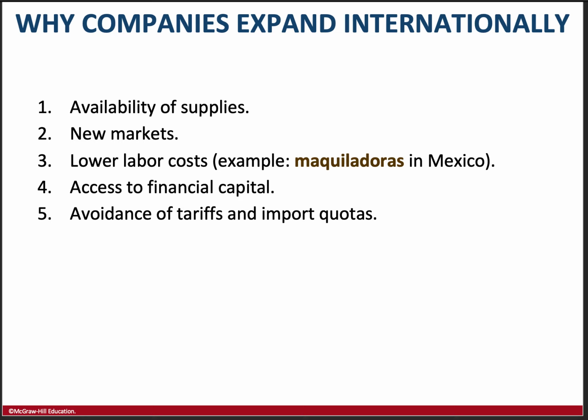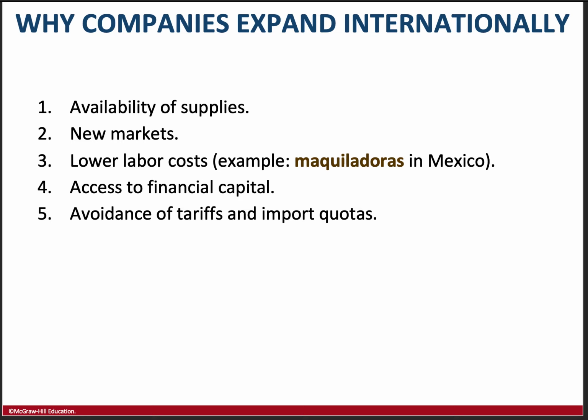Countries place tariffs, and tariffs are fees on imported goods. They can also impose import quotas, which are limitations on the numbers of products that can be allowed into the country. That's done to protect their own domestic industries, so that there isn't a flood of products coming in from another country, and your own domestic products can't be sold because the ones coming in from overseas are most likely going to cost less.